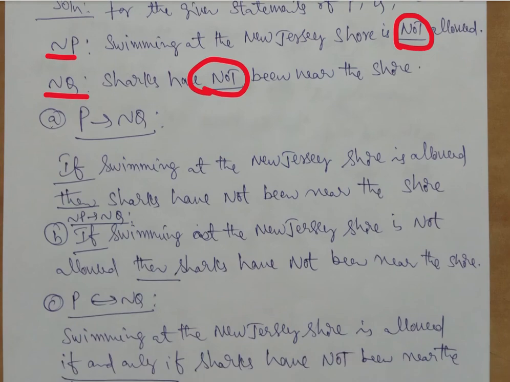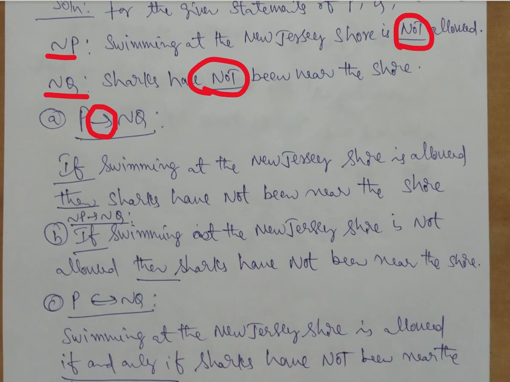So now, P implication negation Q. What is the first step? What is the connective here? Implication is the connective. So how is it connected? P is a basic sentence. Negation Q is a second statement. So these two statements are connected using implication.